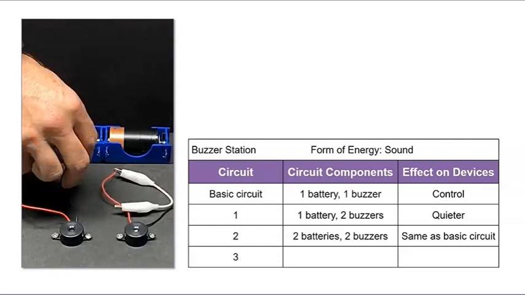We need to make one more change. What should the change be? Did you say we could take away 1 buzzer? Let's do it. Now our circuit components are 2 batteries and 1 buzzer. Let's see what happens.